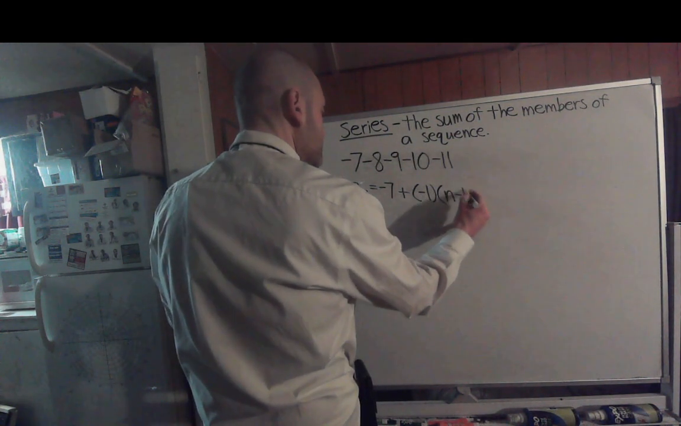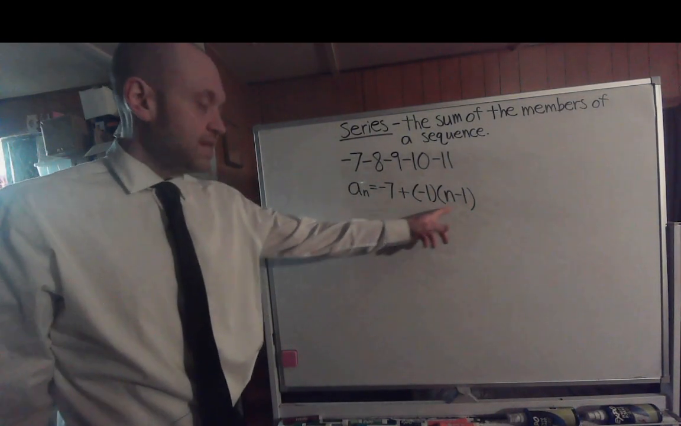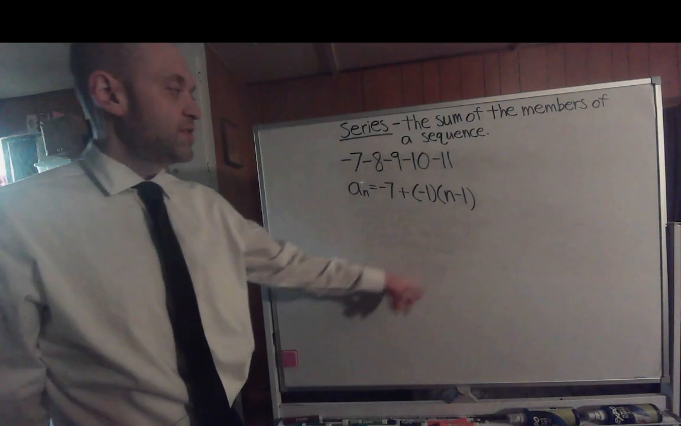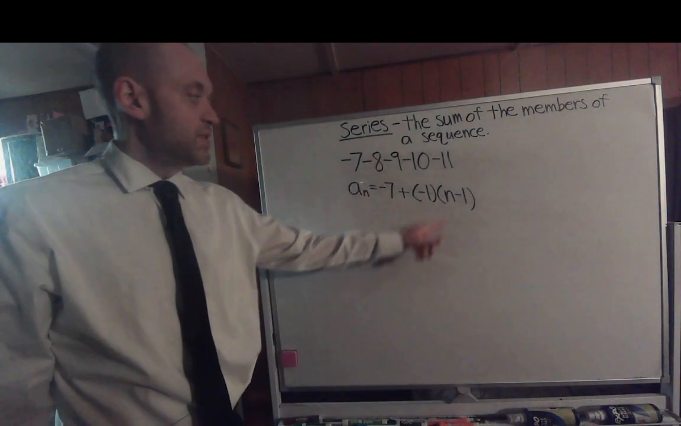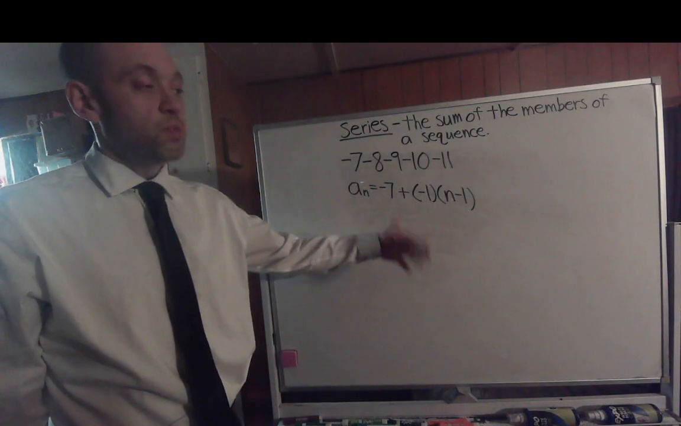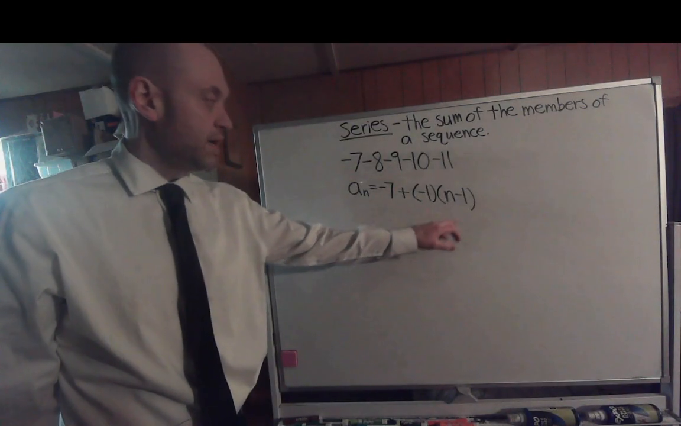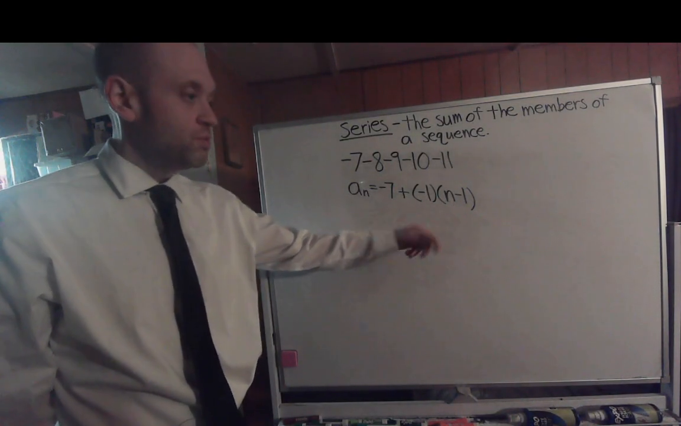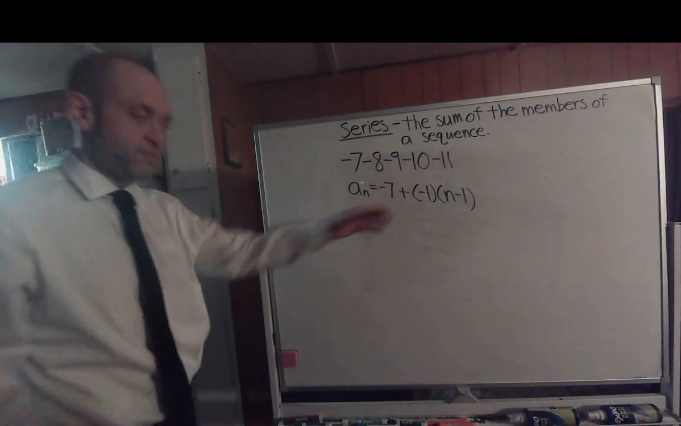times n minus 1. So if I put in 1 for n, I would get 0 here. That would just give me negative 7. If I put in 2 for n, I would literally then end up getting 1 times negative 1 is, well, negative 1 plus negative 7 is negative 8. Put in 3, I would get negative 1 times 2, which would give me negative 7 minus 2, give me negative 9. So this formula holds.